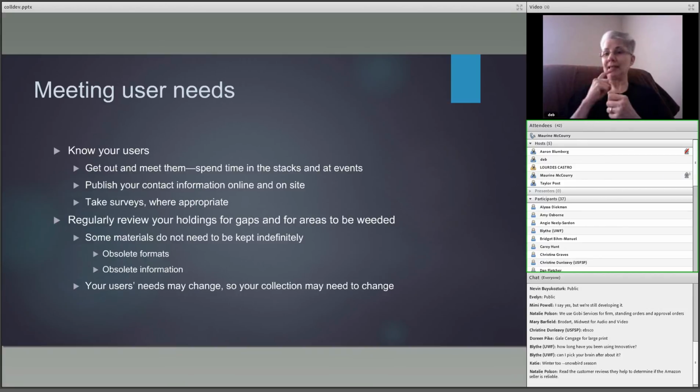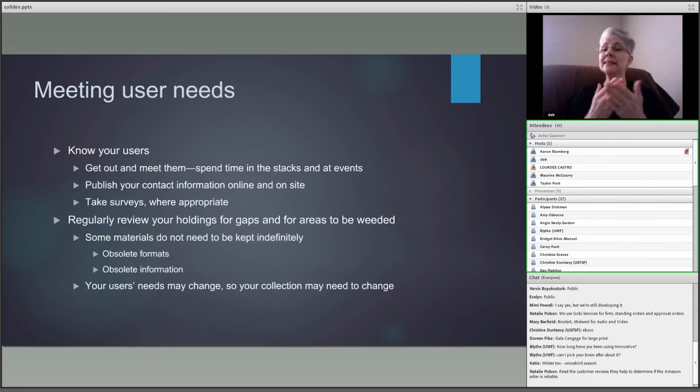You do need to regularly review your holdings for gaps and for areas to be weeded. I'm not really addressing weeding too much today in this presentation. I consider that more of a collection management function. But when you look at your collection and you see that things are missing, that's an area for development, maybe for weeding too, but also for development.